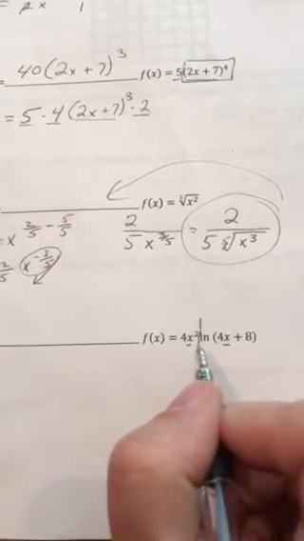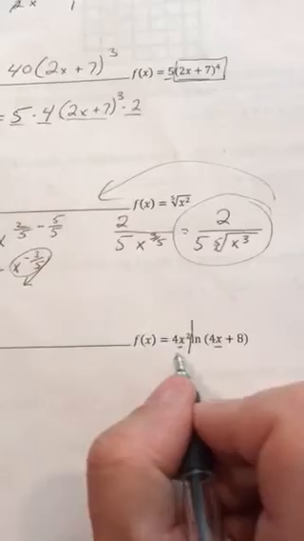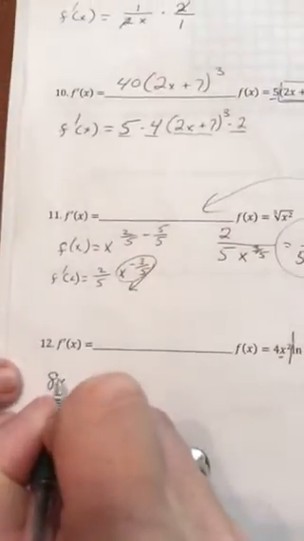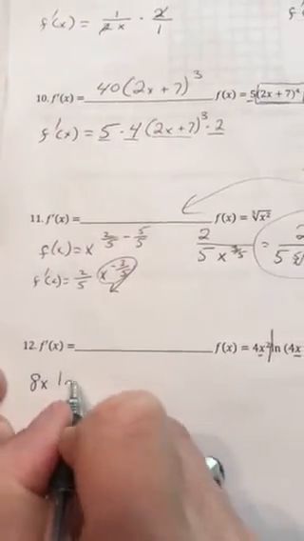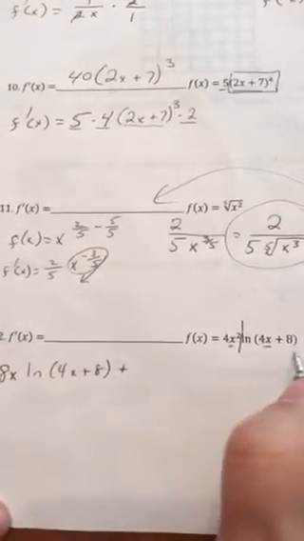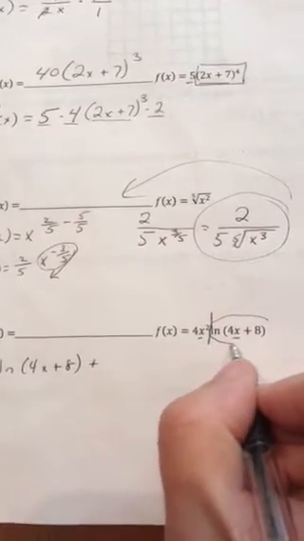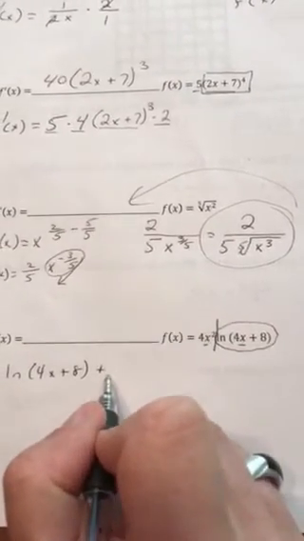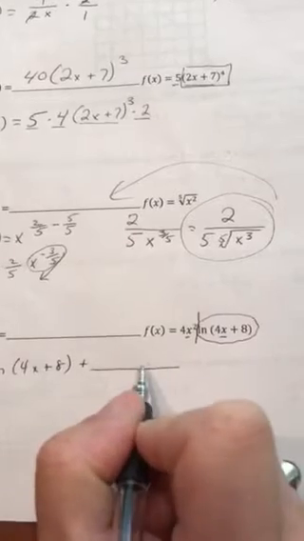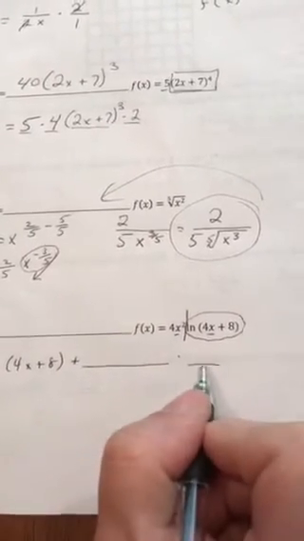So if we use the simple rule that I've been using in class, it's the derivative of the first, 8x, times the second, natural log of 4x plus 8, plus the derivative of the second. Okay, here we go. The derivative of the second will be somewhat complicated. I'm just going to underline what I need there. That'll be the derivative of the second times the first, just to kind of help us out.